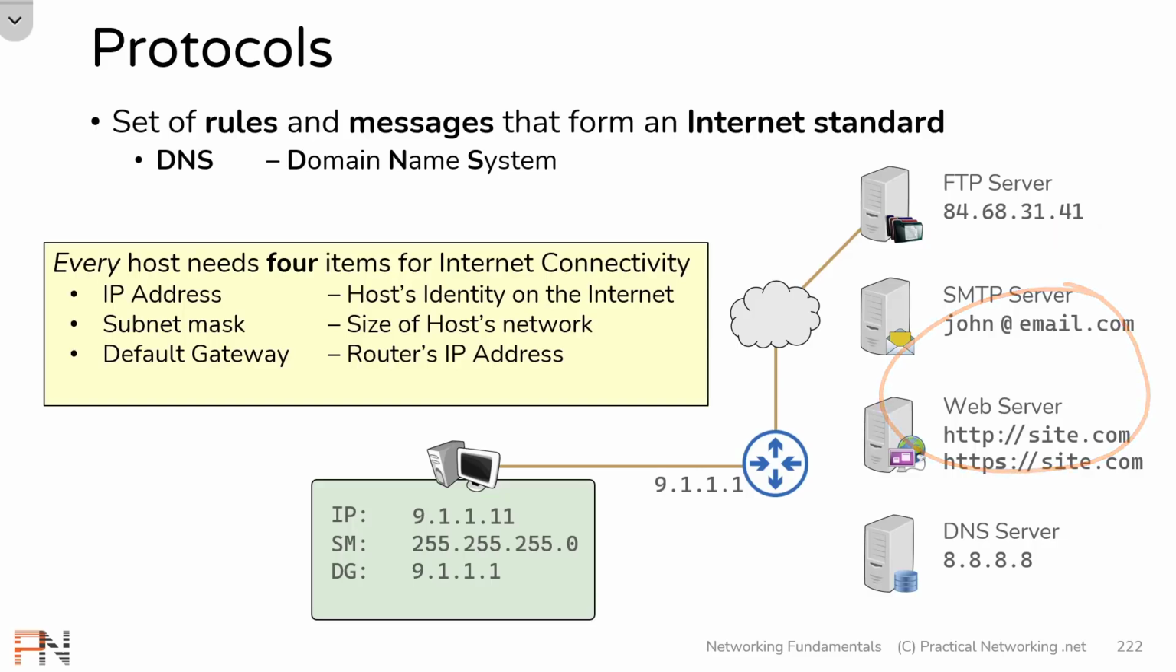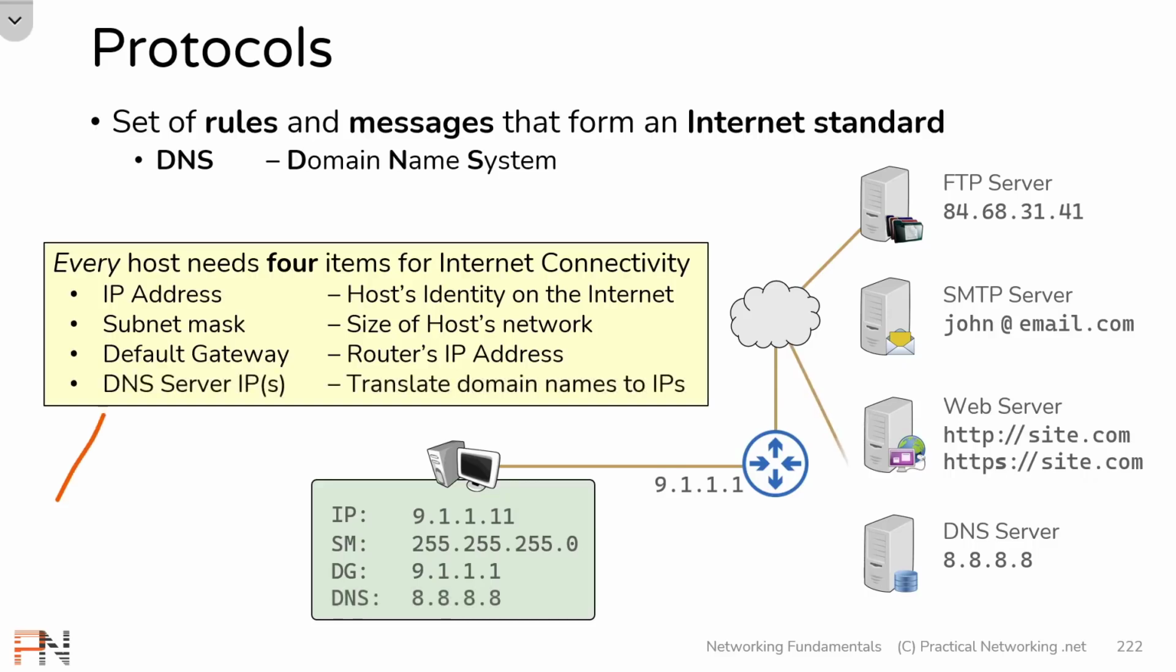to send email. And as we described a moment ago, you can't speak to domains without converting those into an IP address first, which means the 4th item that every single host needs in order to achieve internet connectivity is the IP address of a DNS server, so that it can translate domain names to IP addresses so it can then communicate with other hosts using their domain names. These 4 things must be configured on every single host anytime it connects to a network.